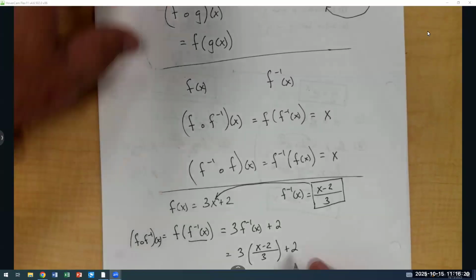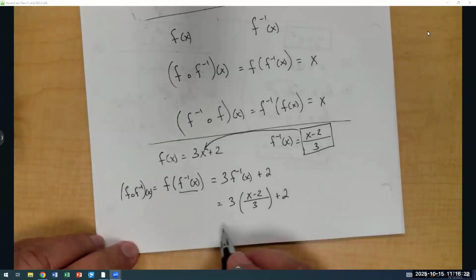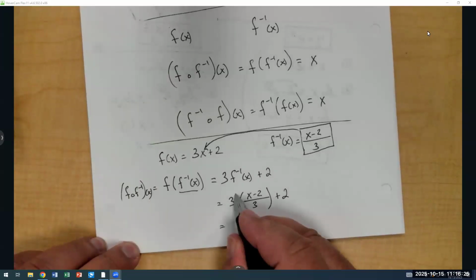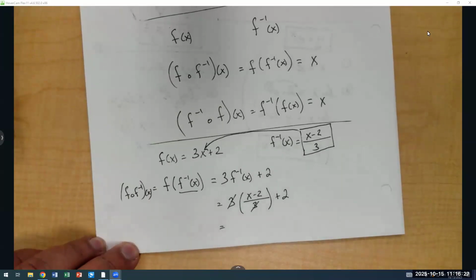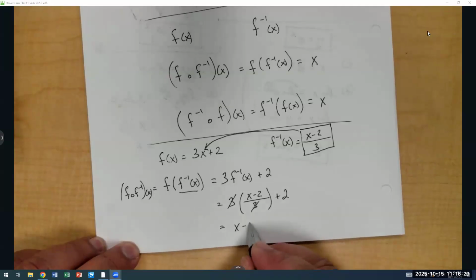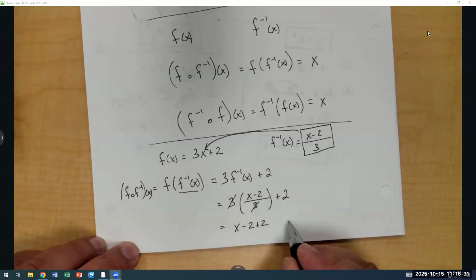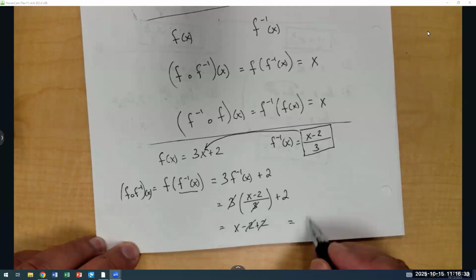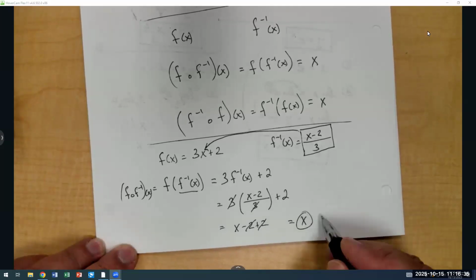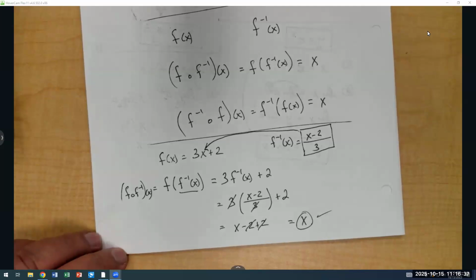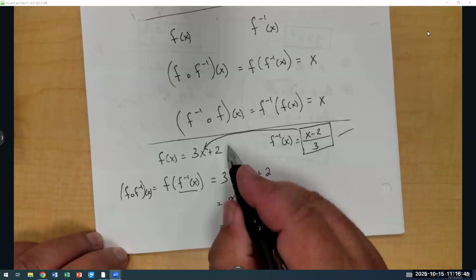Now let's work it out. First thing we do, cancel. The 3's cancel. So we have x minus 2 plus 2. Negative 2 plus 2. So we have x. So since that works, we know that that is a true inverse of this function.